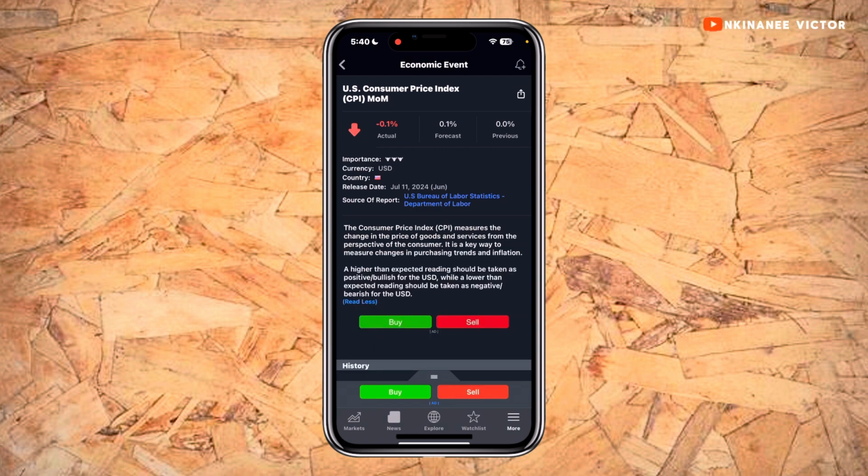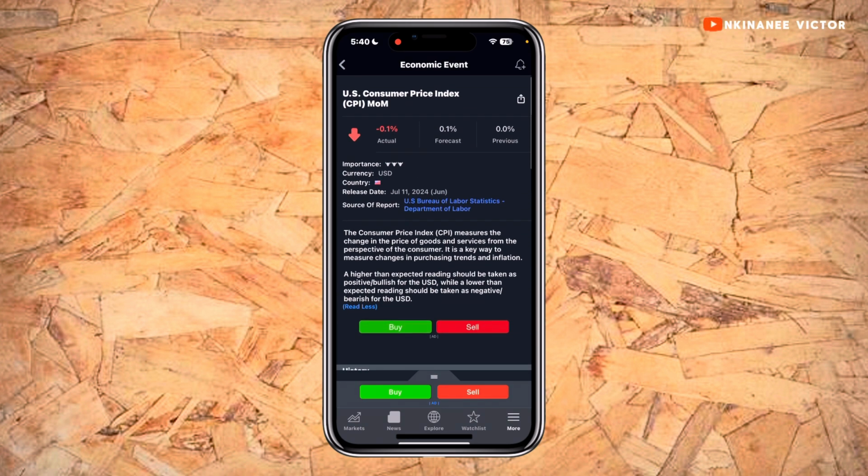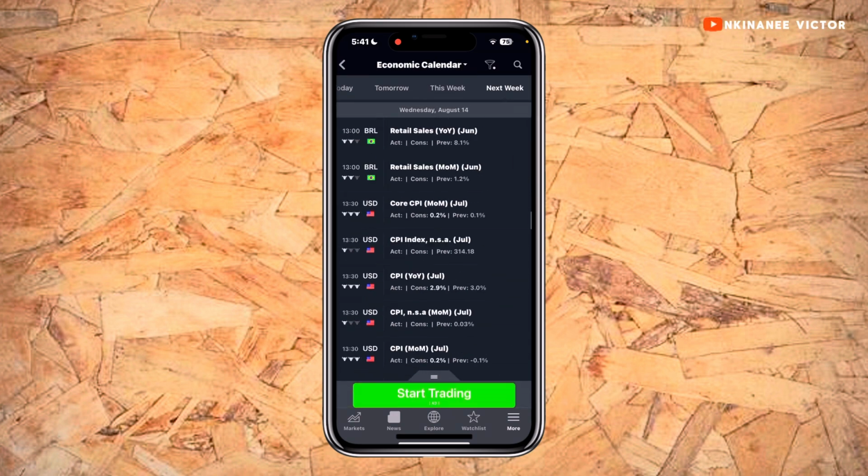Let's read it here. You can see the consumer price index, blah blah blah. You can see a higher than expected reading should be taken as positive for the USD, while a lower than expected reading should be taken as negative. What I'm trying to say is that if the outcome of this news is higher than the forecast, which is this 0.1 here, it means that it's positive for USD, which means USD will gain strength. But if it is lower, that means negative for USD, which means USD will lose strength. You understand? So from this information here, you can easily decide what to trade in the market based on your own analysis. So basically that's that for economic calendars.